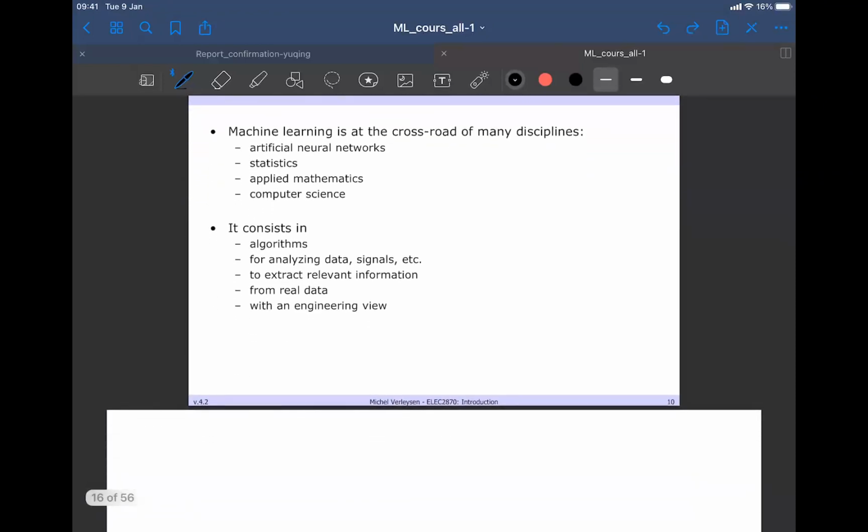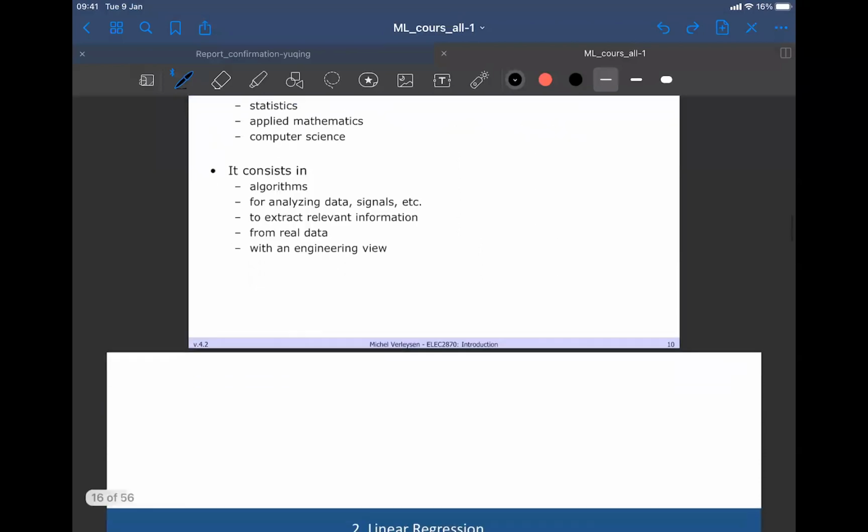And so in a real context, it's quite complex because you have to get the data, which is not an easy task. You have to pre-process it. You have to analyze if it's correct. You have to build the right algorithm, etc., which is quite often a long task.